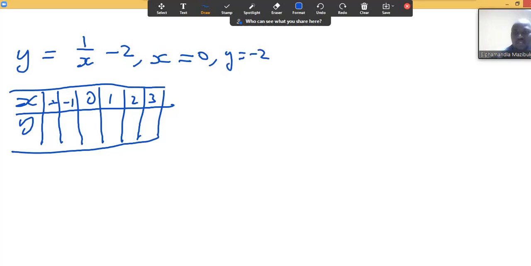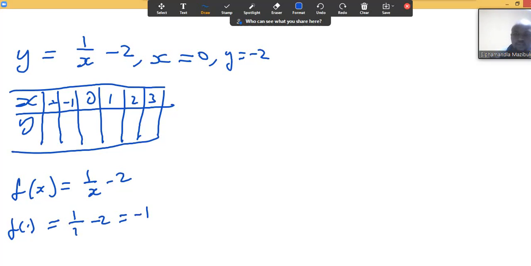So let's look at f at x. F at x is equal to 1 over x minus 2. Remember, I told you that f at x and y is the same thing. So let's look at f at x at 1. That will be 1 over 1 minus 2, and this will be -1. So we have -1 here.